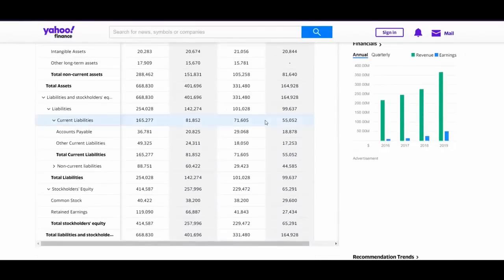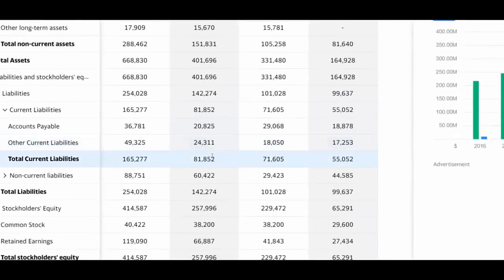Okay, and then we move on to the liabilities. So we check here the liabilities. The current liabilities, that means what the company owes in the coming 12 months, is around 165 million euros, and the total liabilities is around 254 million euros. Now guys, this is what I call a really strong balance sheet.